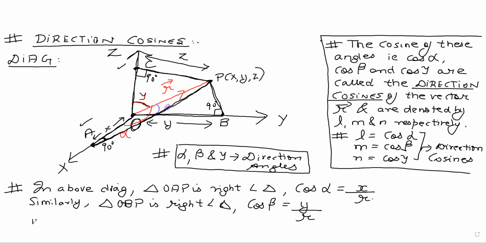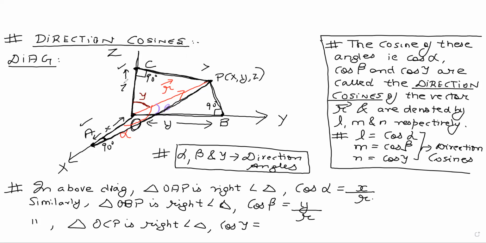And similarly, triangle OCP is also a right angle triangle. So what will cos gamma be? Look at OCP. Cos gamma will again be the base. Now what is the base? Base is nothing but z. Again guys, let me correct it, this is z. Base is z upon hypotenuse r. So now it's absolutely correct. All of us know that cos theta is base upon hypotenuse.